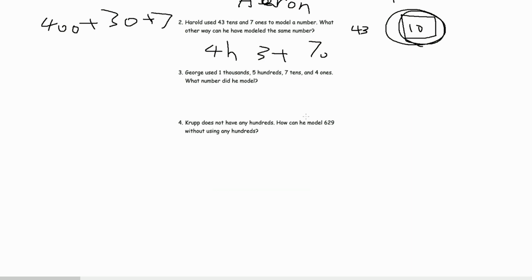George used 1,000, 500, 7 tens and 4 ones. What number did he model? So we have 1 in the thousands value, 5 in the hundreds value, 7 in the tens value, and 4 in the ones, that's 1,574.